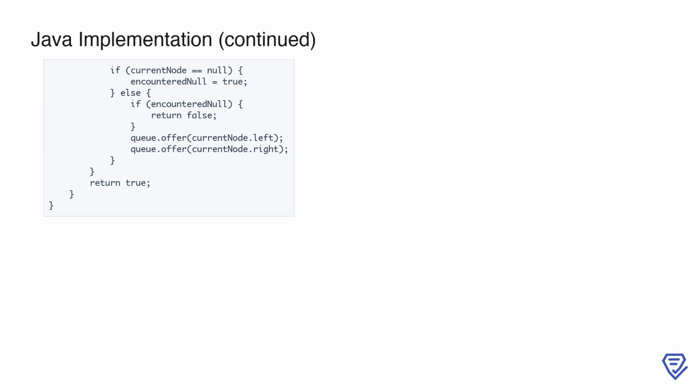Otherwise, we add the current node's left and right children to the queue, even if they are null, to continue the traversal. Once the queue is empty, and no violations of the completeness condition have been encountered, we return true, confirming that the tree is complete.